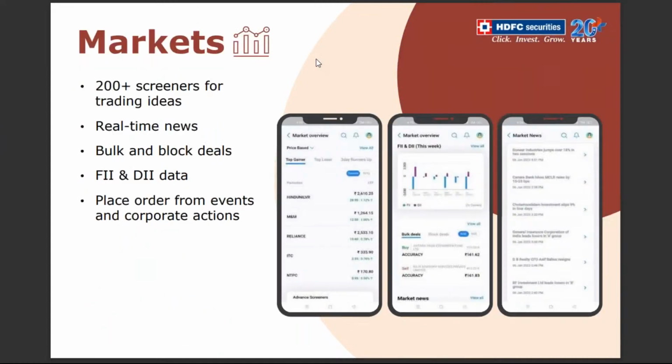Next is the markets page, where you will get a 200 plus screeners report. Screeners is the report that we are giving in the Indian markets. So we are giving trading ideas through the screeners, and real-time news is also updated here. If any news is happening on a particular stock, for example, you are buying ITC, any real-time news happening on ITC will be updated here. And any kind of bulk deals that are happening.